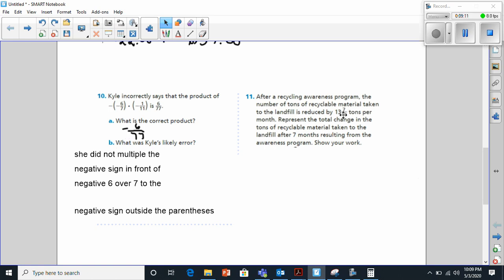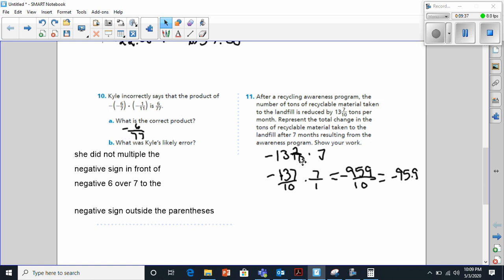If there are 7 months, that is going to be 7 and 13 7/10 times 7. Well, remember, we're reducing the landfill, right? Taken to the landfill is reduced by this. So, it's saying that's going to be a negative 13 7/10 times 7.